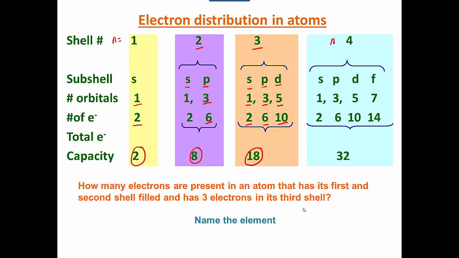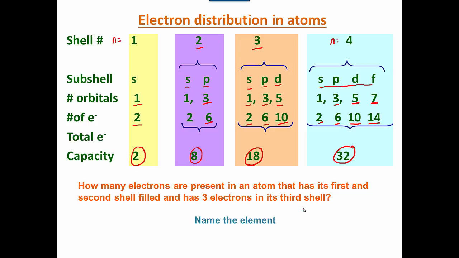Now, for n equal to 4, subshells s, p, d, and f. And again, the s subshell, 1 orbital, 2 electrons. We have the p subshell, 3 p orbitals, a maximum of 6 electrons. The d subshell, we have 5 d orbitals for a maximum of 10 electrons. And the f subshell has 7 orbitals for a maximum of 14 electrons. So shell number 4 can hold a maximum of 32 electrons.